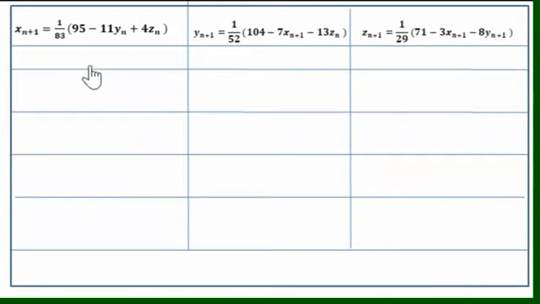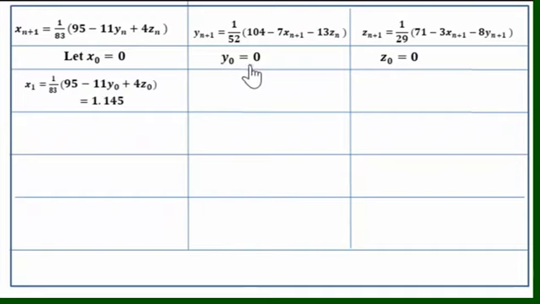Now we start calculating x1, y1, z1, etc. by taking the initial approximation x0 = 0, y0 = 0 and z0 = 0. Write the formula for x1 by taking n equal to 0. x1 is 1/83 (95 - 11y0 + 4z0). Then put y0 = 0, z0 = 0. x1 will be 95/83, that is 1.145.